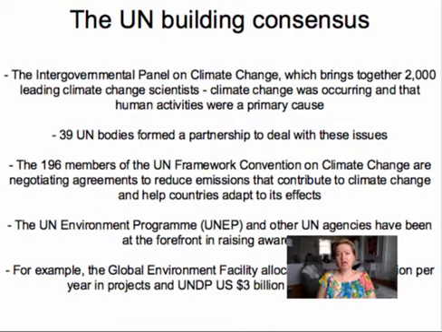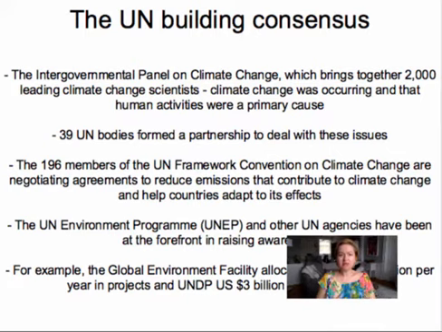Okay, so how is the UN building consensus, and how does this diplomacy work? Well, the UN has something that's called the Environmental Panel on Climate Change, which brings together more than 2,000 leading climate change scientists. And in 2007, this panel concluded with certainty that climate change was occurring and that human activities were a primary cause for the climate change. And we know that there is some denial of that, but they have issued reports and evidence that support those claims. So we should really pay attention to the facts and to the evidence.